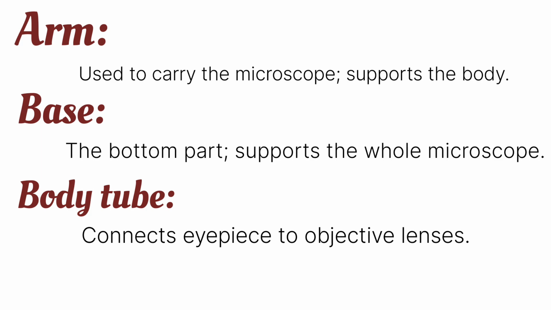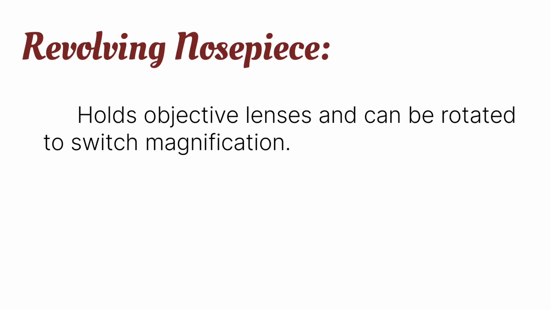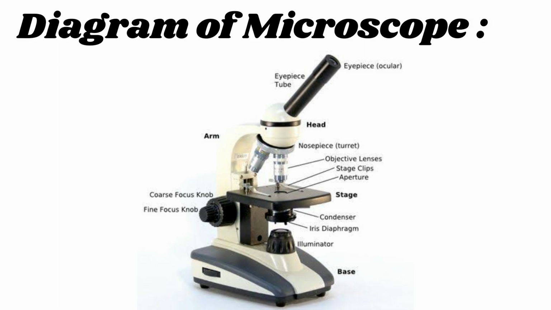Body tube. Connects eyepiece to objective lenses. Revolving nosepiece. Holds objective lenses and can be rotated to switch magnification. Diagram of microscope.